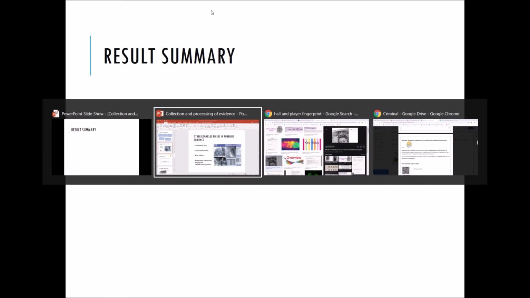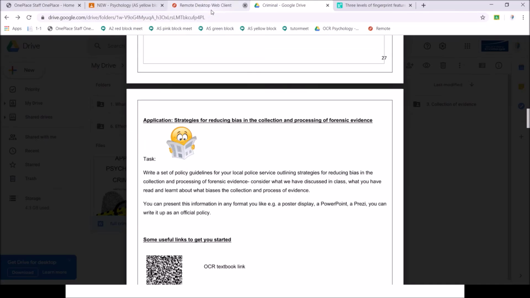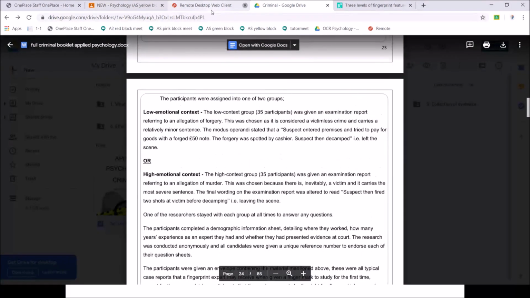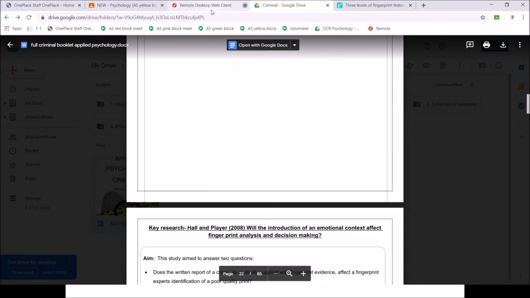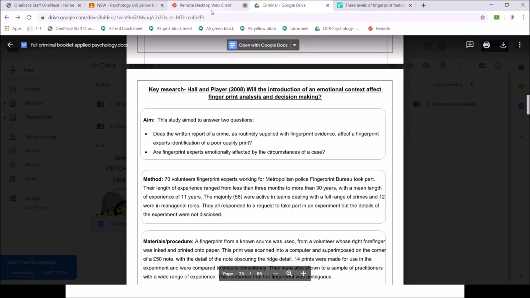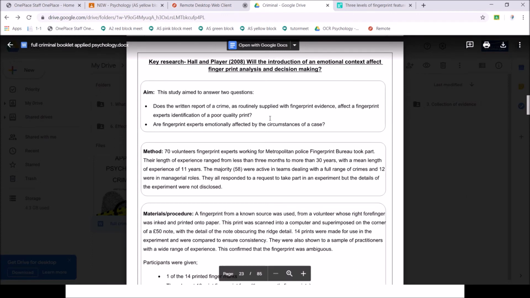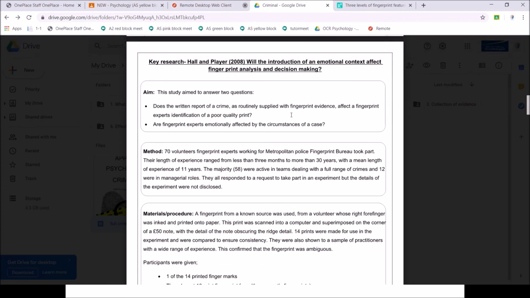So you can follow this in your booklets. I'll scroll up and talk you through it. It's all in your booklet, but if you have a look, you can see that this study aims to see whether the written report that you routinely get supplied with is going to affect your identification of a poor quality print. You could see in that previous slide that it was a poor quality print, and are you emotionally affected by those circumstances of a crime?